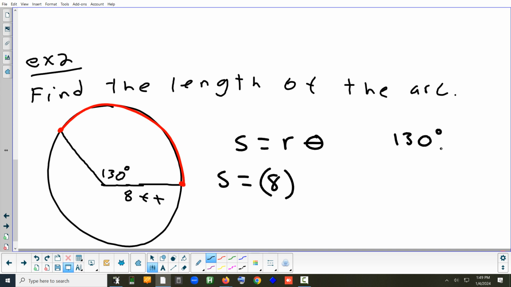What do you multiply by to change to radians? Times pi divided by 180. And is there anything that those are both divisible by? 10. So the angle is 13 pi over 18. Leave the angle like that. Okay, 13 pi over 18.